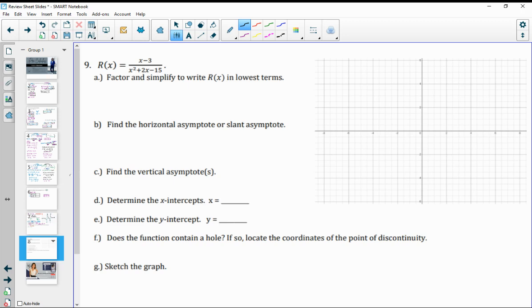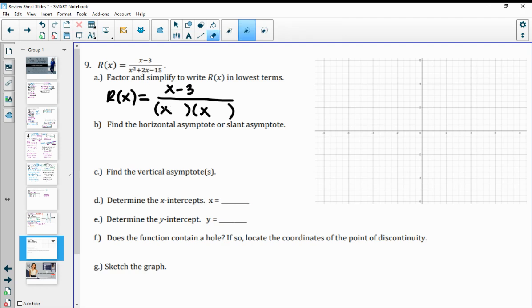All right, then the last one is another graphing one. So let's factor this again. So let's write r of x in factored form. So the top is already good, so x minus 3. Then the bottom has an a value of 1 again, so we can just find the factors of negative 15 that add to positive 2. So that's going to be x plus 5 and x minus 3. So that's going to multiply to negative 15 and add to positive 2.